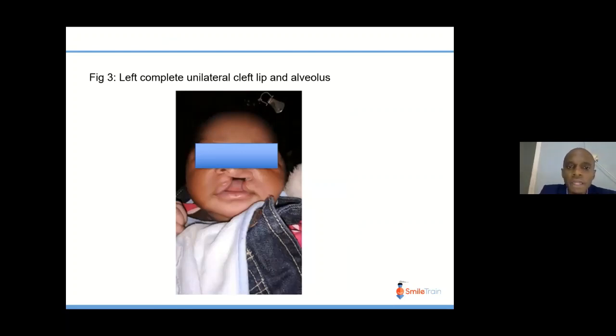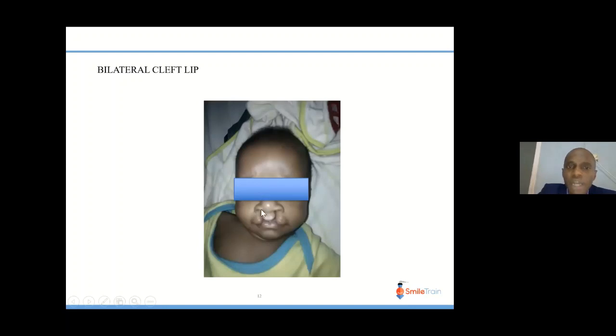Next, here you can see a left complete unilateral cleft lip. You can see the nose of this baby is widened compared to the first one. And this one here is a bilateral cleft lip. There's a cleft on both the right and the left side. You can see with this baby it's difficult to create an oral seal, so production of some sounds like pa, ba, and va may be difficult.